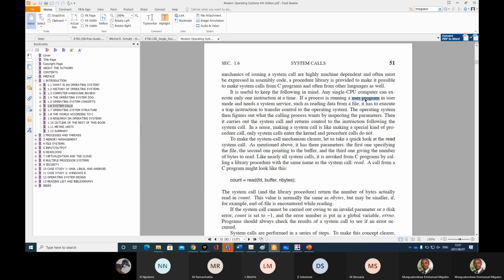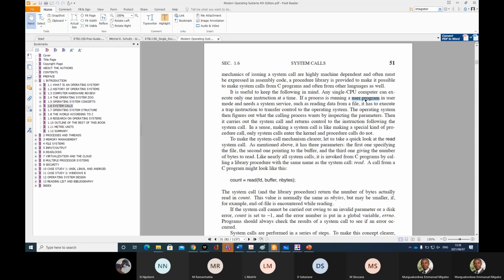Like nearly all system calls, it is invoked from C programs by calling a library procedure, as I explained earlier, which will actually assemble it. So a library procedure with the same name as the call. It's often a read function that we call. I'll give you a typical example: scanf in C, or in Java, System.in with readLine. What they're trying to say is that you often find the keyword read or get, specifically read, in the library procedure that gets called in a higher level programming language.